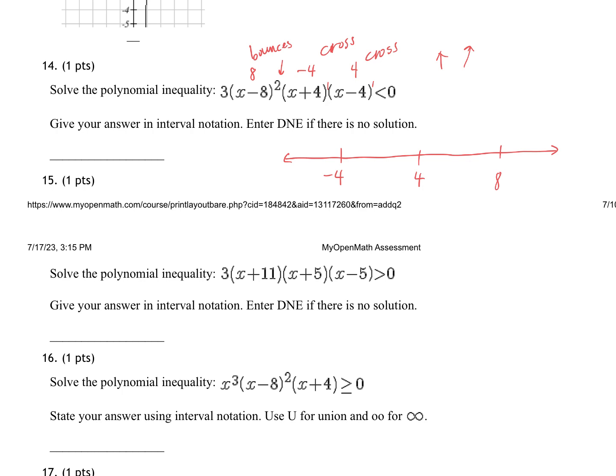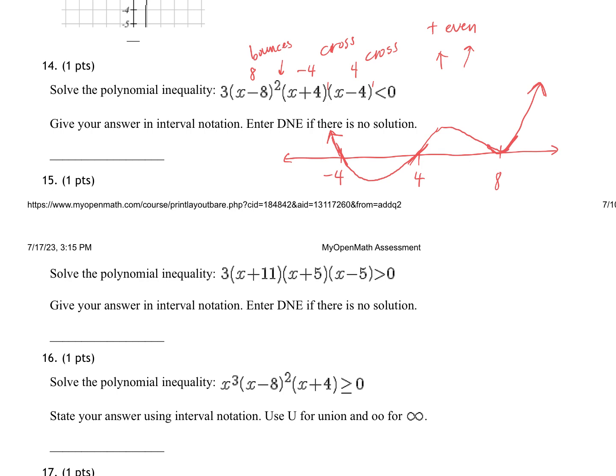So that means it's up on this side. At -4 it crosses. At +4 it crosses. So it's like that. And then at 8 it bounces. Okay. So both of the ends are going up, which corresponds to a positive even. It crosses at -4, it crosses at +4, and bounces at 8.